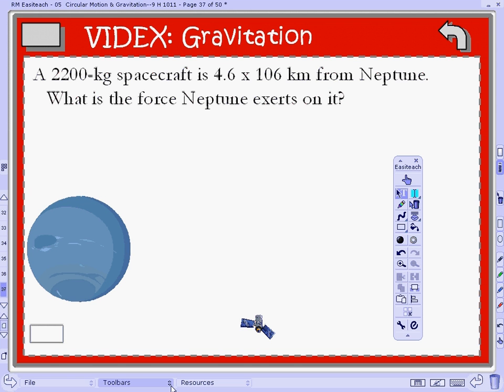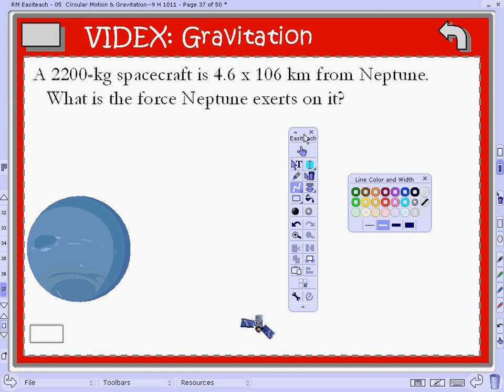This is number 9 from the Honors Conceptual Physics Practice Newton's Law of Universal Gravitation worksheet. It's a question about the gravitational force between these two objects, one being the planet, the other being the spacecraft. Even though the planet is so much bigger than the spacecraft, we know that whatever pull the spacecraft experiences, there's also an equal but opposite pull on the planet.